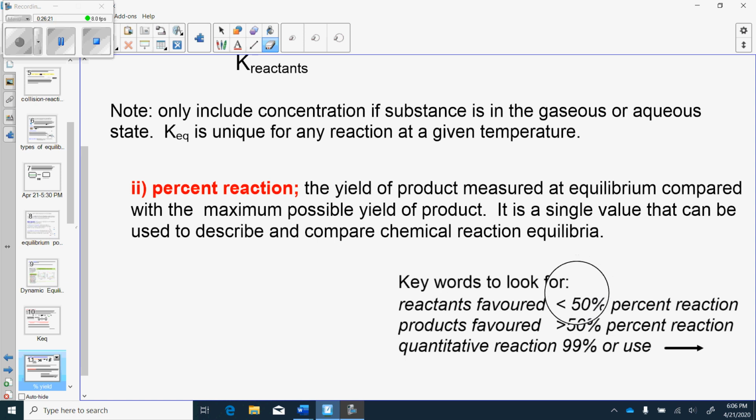So we say it's reached early, right? The reverse reaction kicked in early. So the equilibrium is reached early. Products are favored greater than 50%, equilibrium is reached late. Reactants are favored. And if that reverse reaction doesn't kick in, if it's all forward, we say it's 99%. Okay, these are actually written right on top of the arrows.